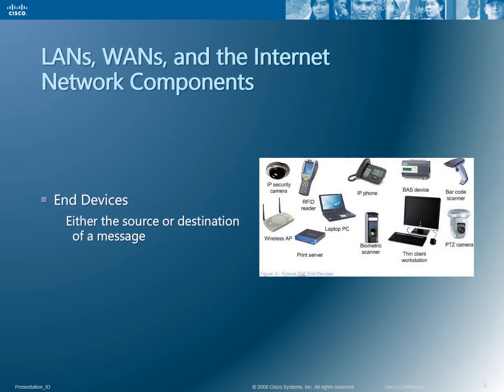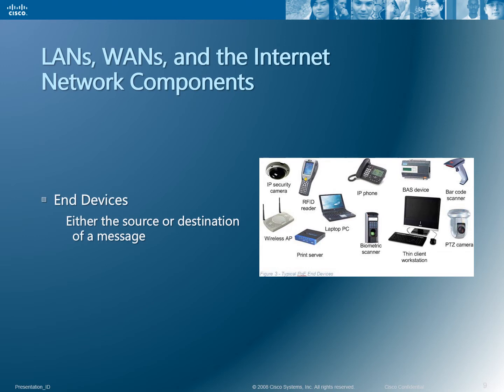LANs, WANs, and the internet. Well, let's talk about components. Let's talk about the stuff that you're probably most familiar with, because it's stuff that you see all the time. End devices. These are what are at the end of each network. These are the little tendrils at the very end of the tree branch that are maybe the base of a leaf, or maybe the leaf itself, things like that. Whatever you want the analogy to go to.